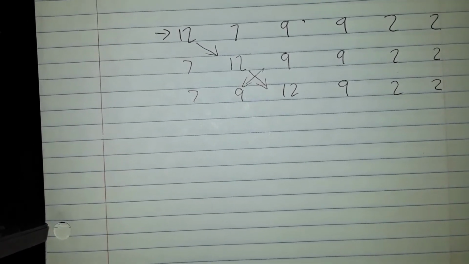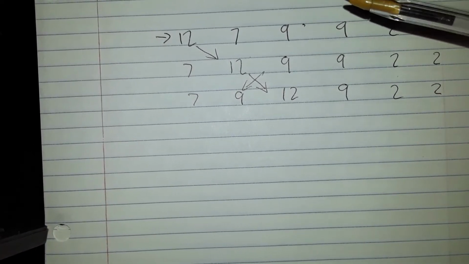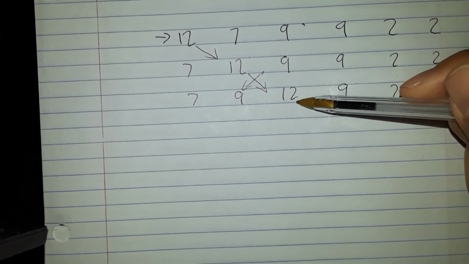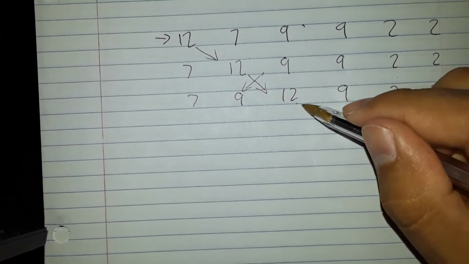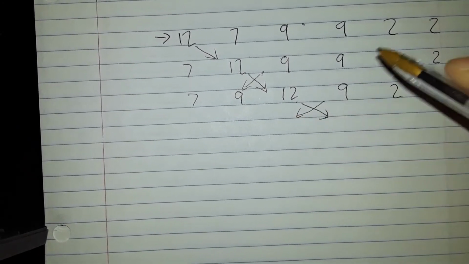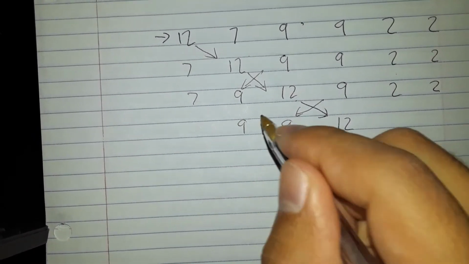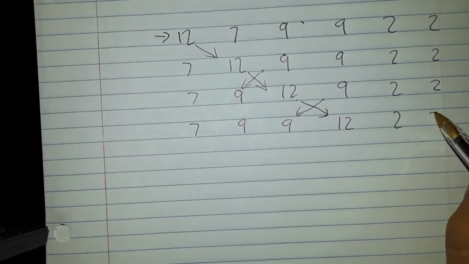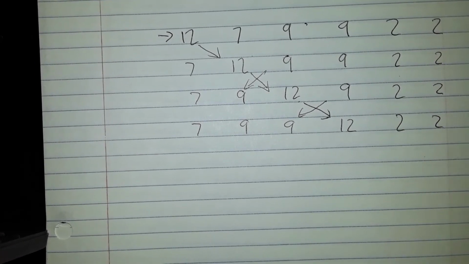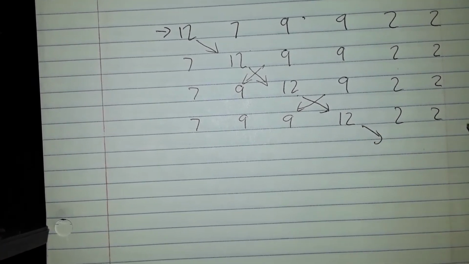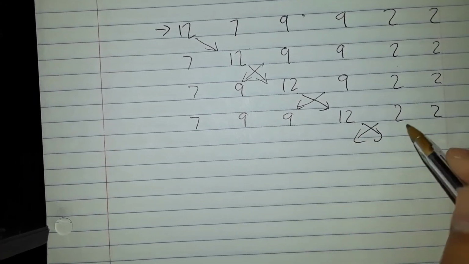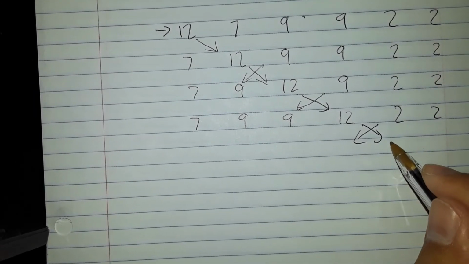All right. So now we have to check, is the 12 bigger than the 9? It is, so we swap again. 9, 9, 7, 2, and 2. Is the 12 bigger than the 2? It is. And of course 12 is going to be bigger than the other 2, so I'm just going to speed through that.